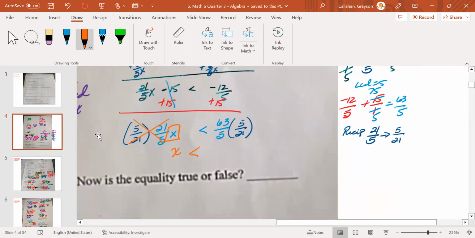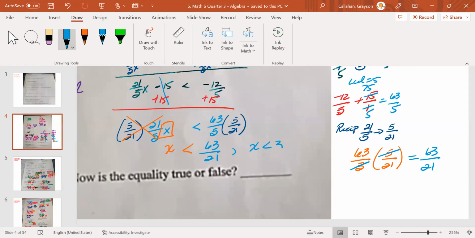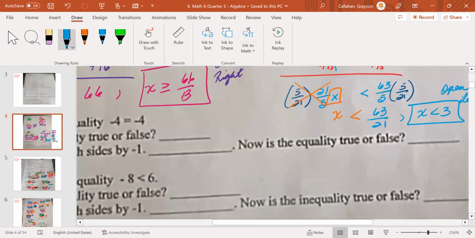And again, you want to do the work on the side. So 63 over 5 times 5 over 21. Do you see how the 5 is the same top and bottom? So that cancels 63 over 21. So x is less than 63 over 21, which is going to be a decimal. And that is going, no, it's not a decimal, which is going to be x is less than 3. Right or open or close? Open. Right or left? Good, because it's eating the number, right? Mm-hmm. All right, so now let's take a look.